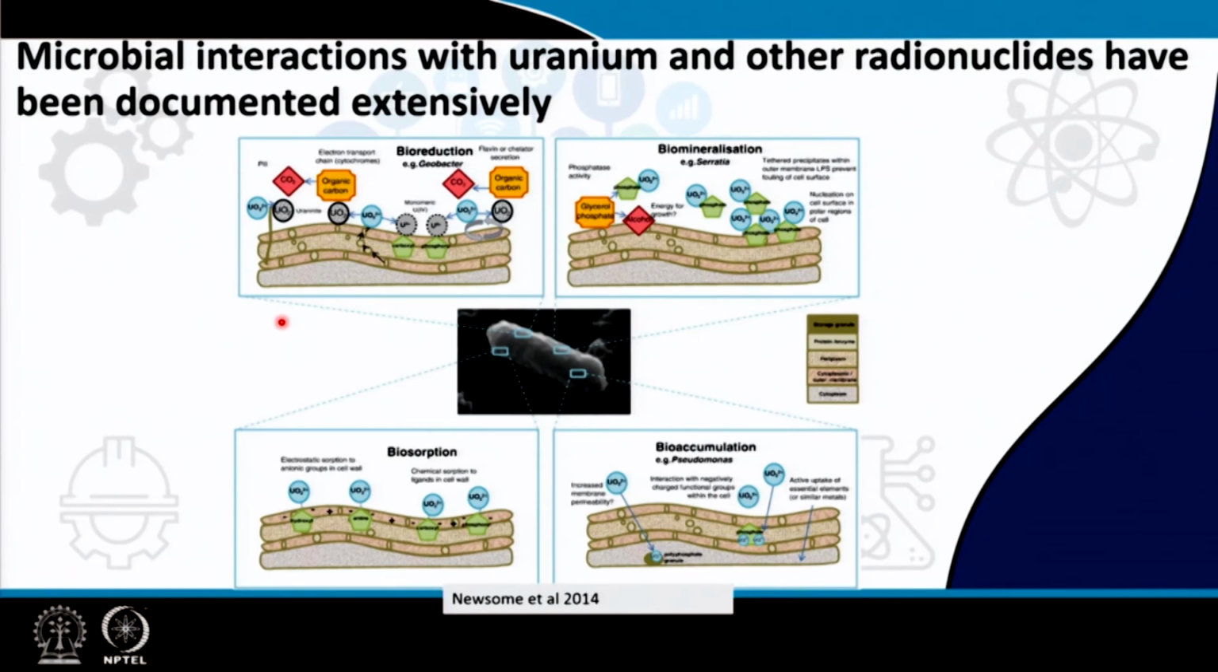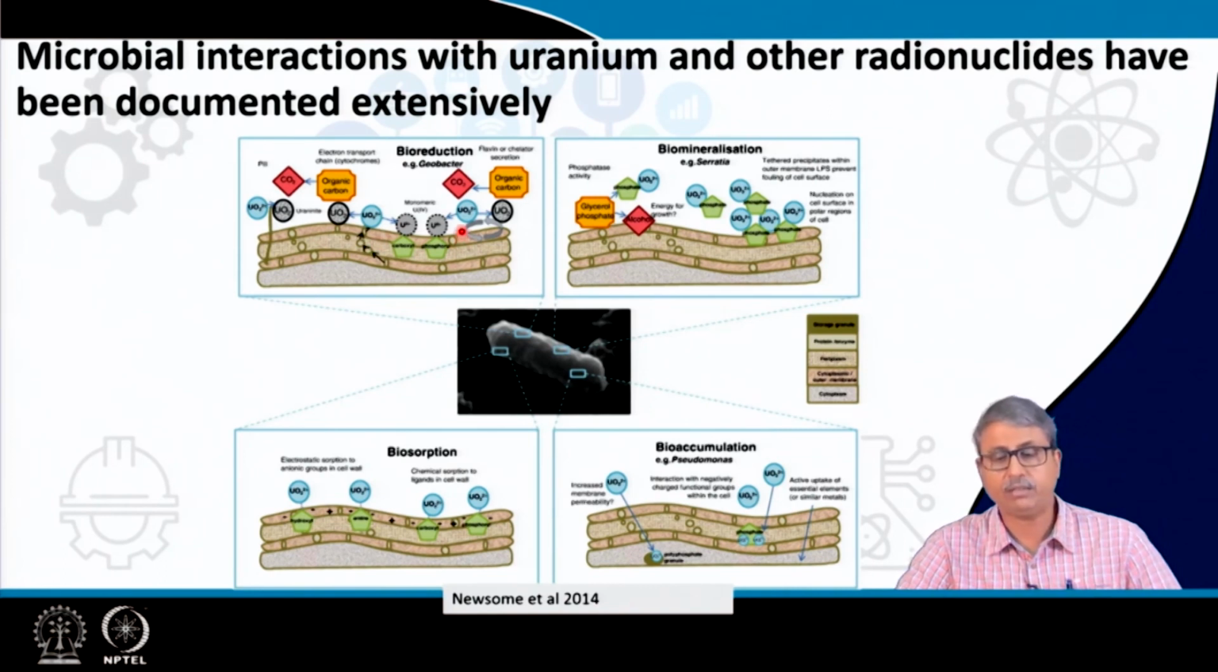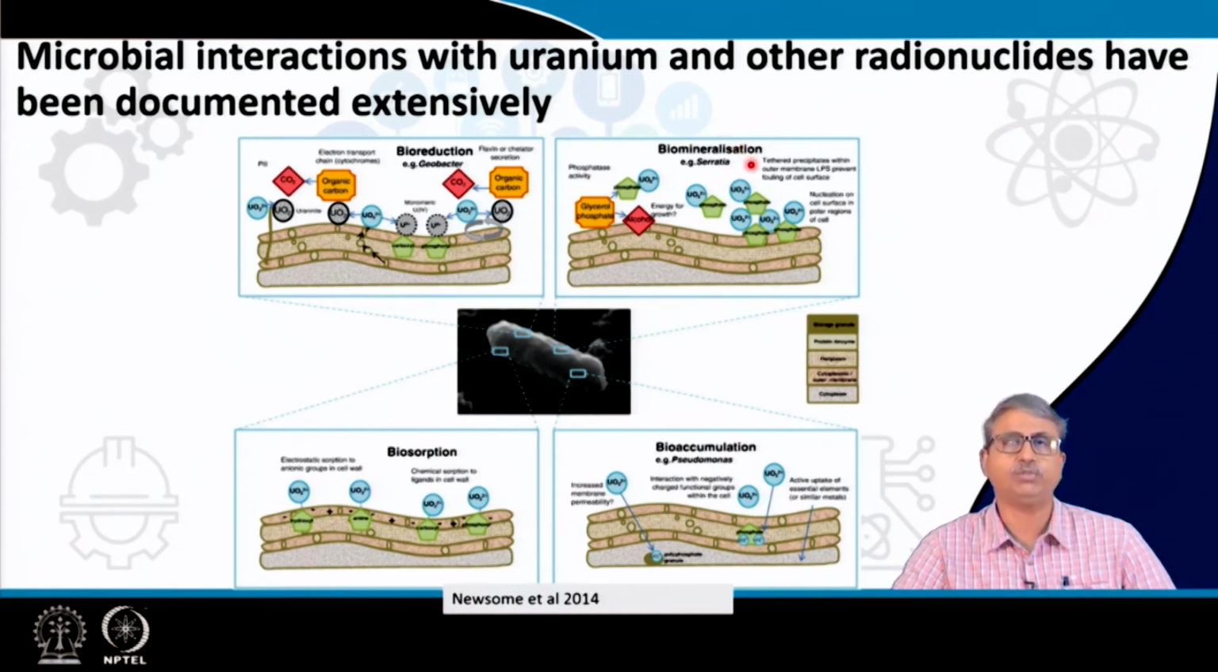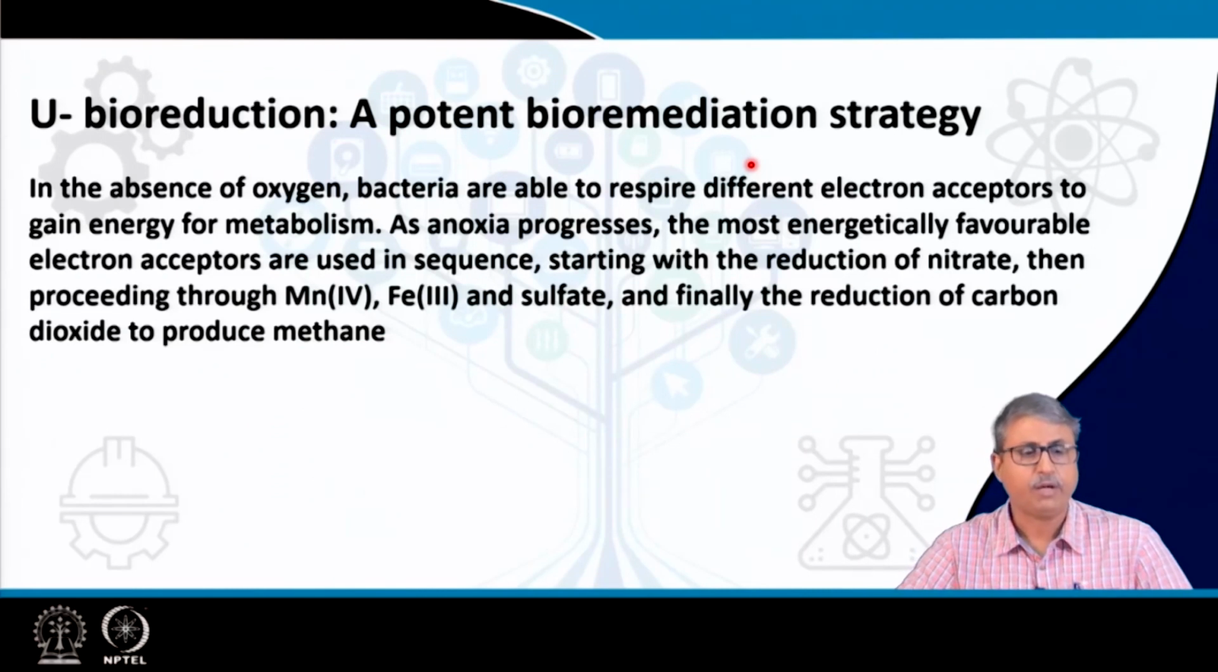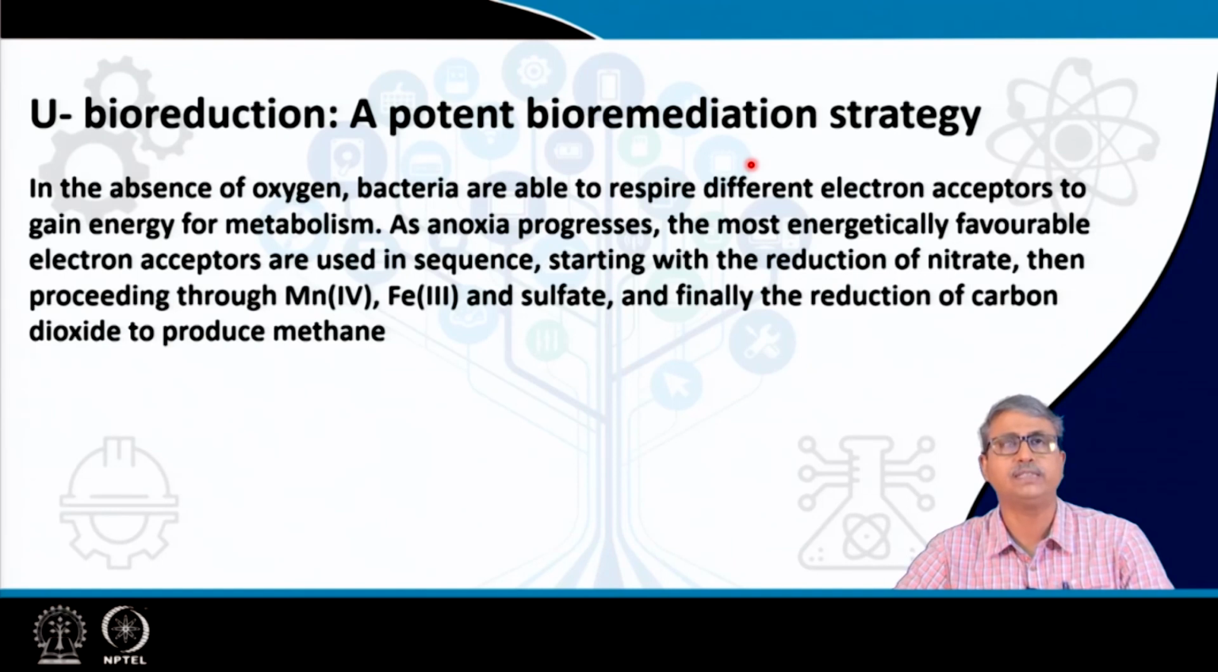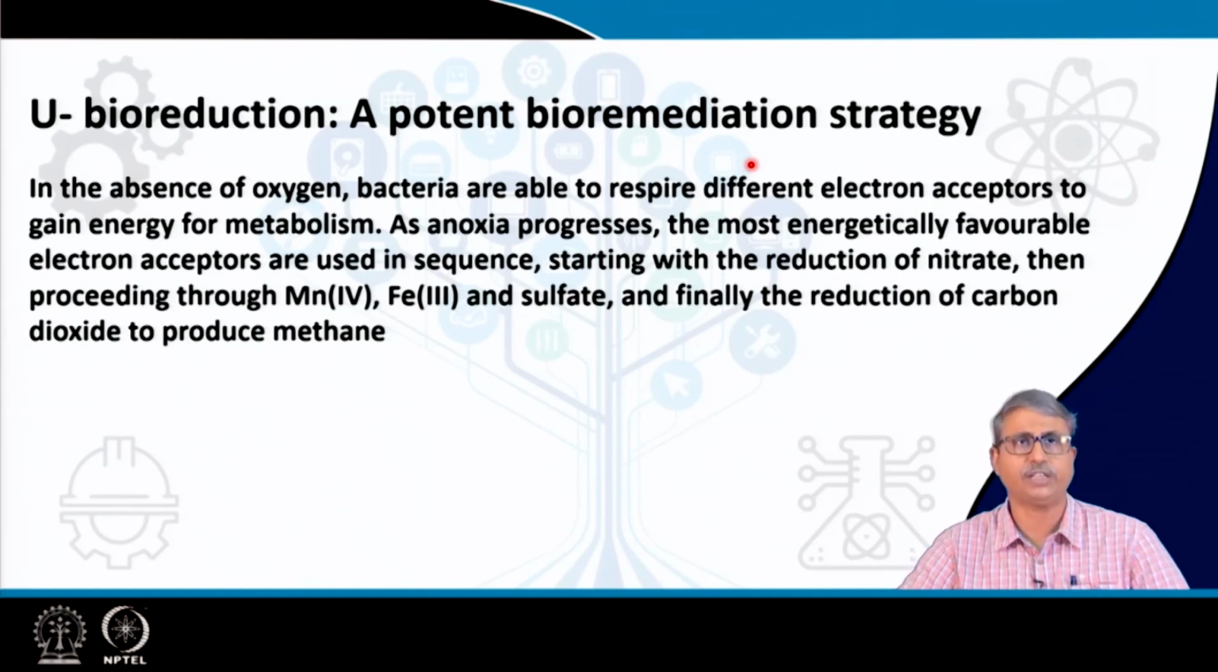So, we have found that these are the 4 basic mechanisms with respect to microbial interactions with uranium. Uranium bioreduction is on the top of the list. It can be reduced by diverse mechanisms, and along with that we have biosorption or bioaccumulation, and also, interestingly, biomineralization. We have already discussed these processes in detail in our earlier lecture on metal microbe interaction. With respect to uranium, bioreduction has been found to be a potent bioremediation strategy.